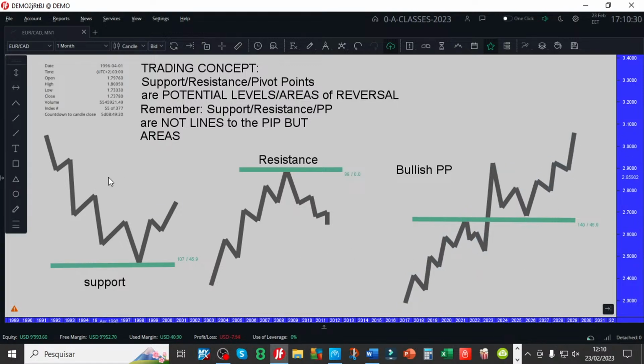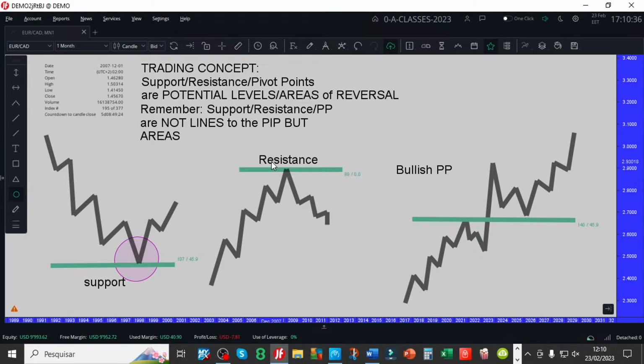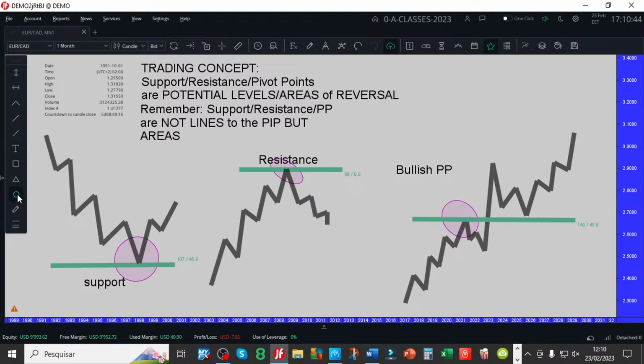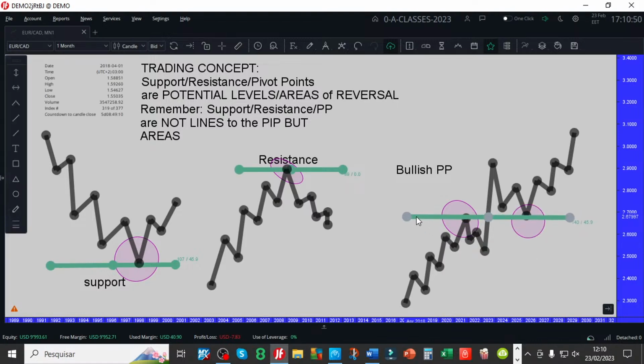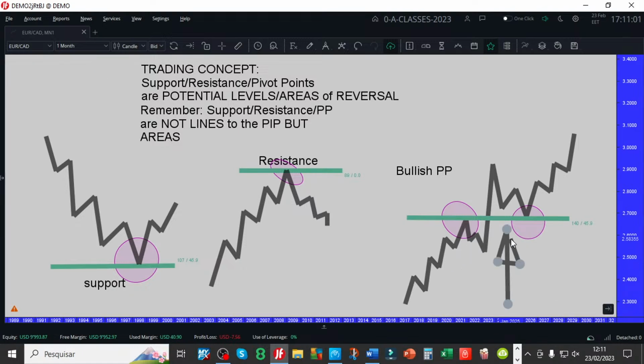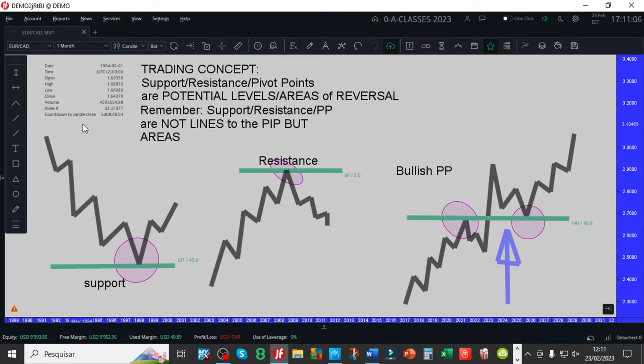Okay? So what is the difference between support, resistance, and the pivot point? In order to be a pivot point, the market must hit or be near the same level from different sides. Can you see it, everybody? So the market hit the same level from the downside up, right? It went higher highs, higher lows, and then it hit the same level from the upside down.